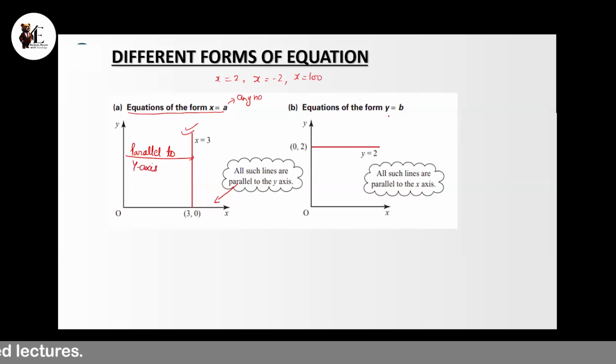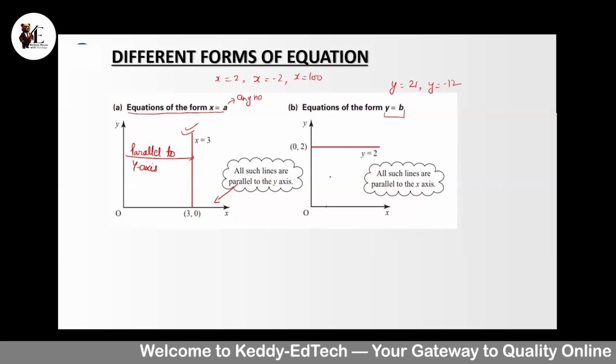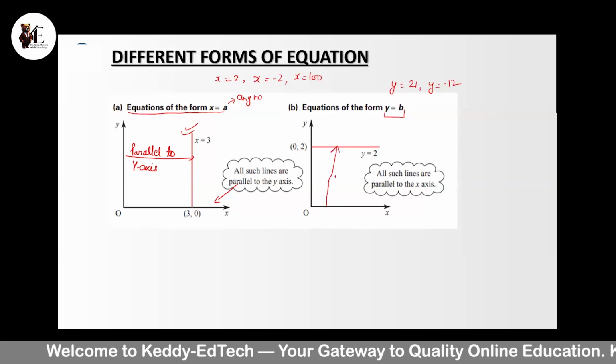And it's just opposite: y is equals to b. If y is equals to any number, be it positive or negative, then in such case, the graph will be parallel to the x-axis. You can see that it is parallel to the x-axis.